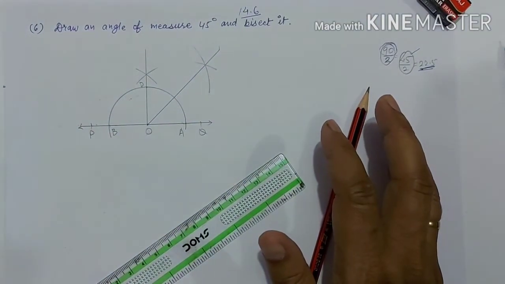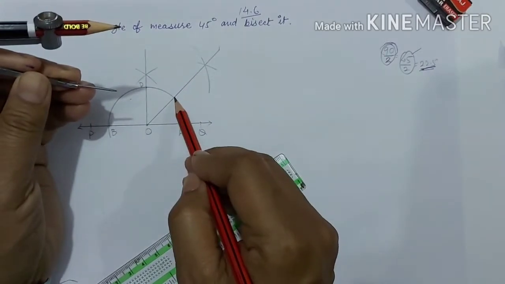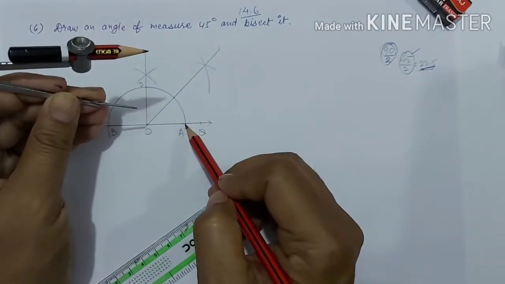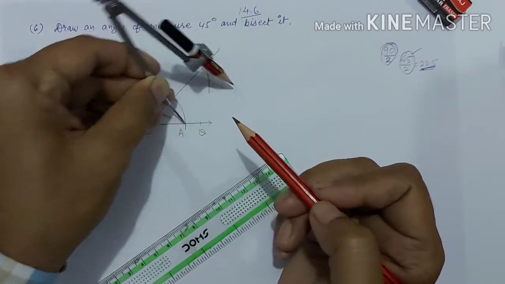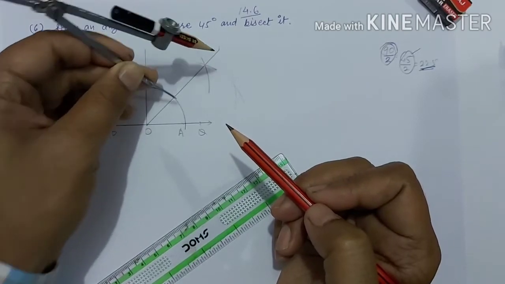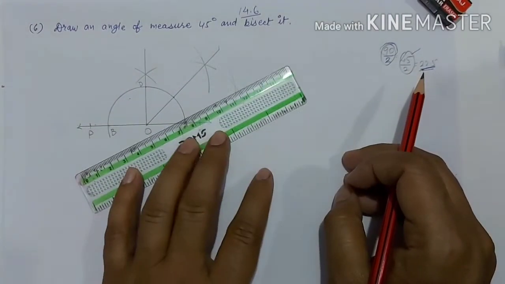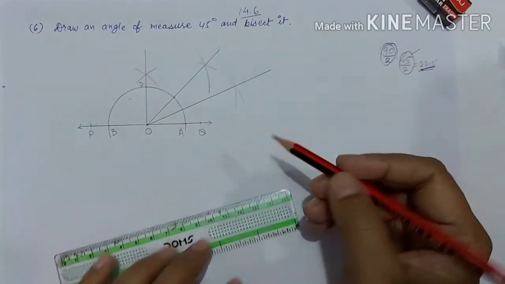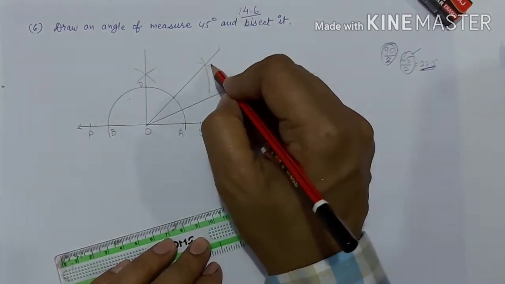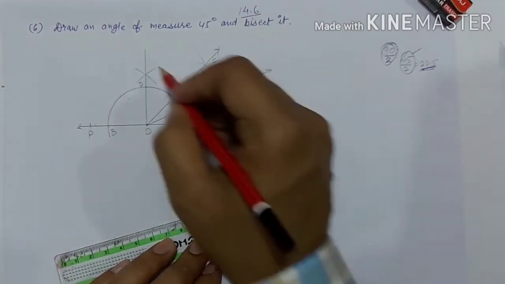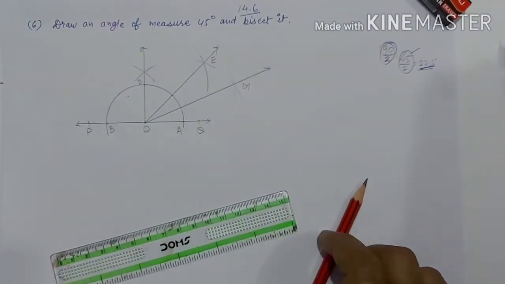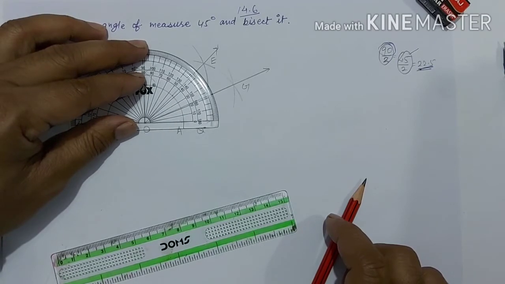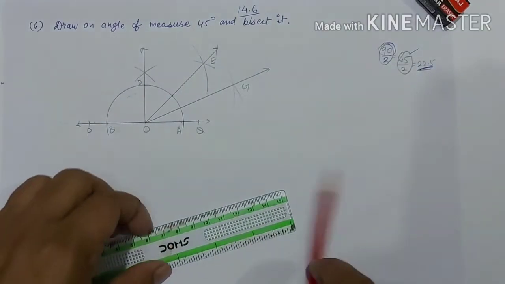Now next is bisecting again. This is the point of 45. Okay, first arc here with the first center, and second is the point A. This first is 45, second is point A. Now the intersect point will match to point O. Name is G. Here the point is E. This is the angle of 22.5. Okay, then I write the steps.